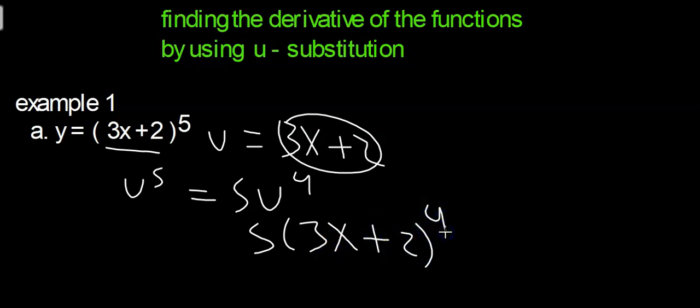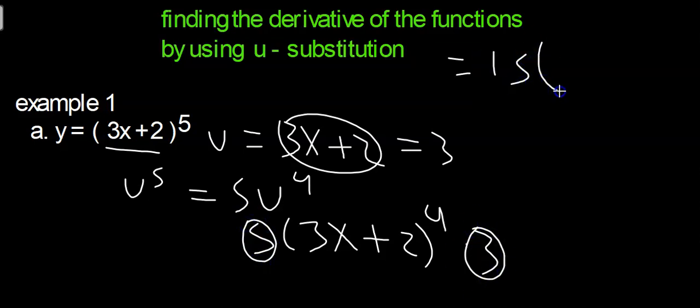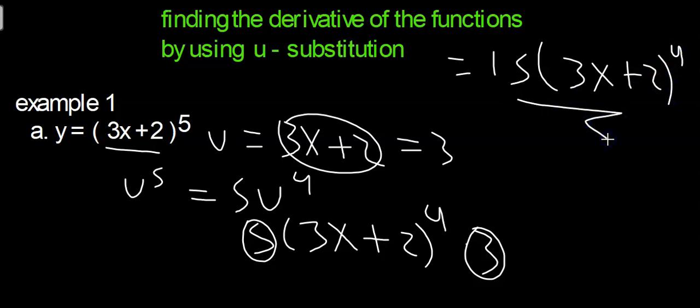But we're not done yet. We also have to derivate the thing found on the inside. When you derivate 3x plus 2, or the u, you get 3. So you have to multiply this whole thing by 3. Multiplying 5 by 3, you get 15. So 15 times (3x + 2) to the power of 4 will be your last answer.